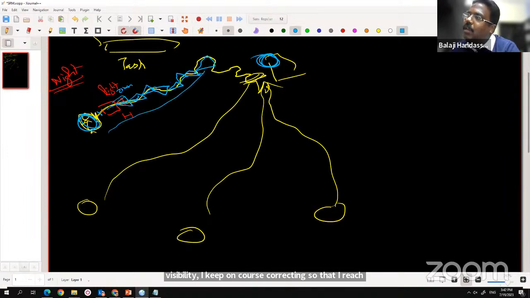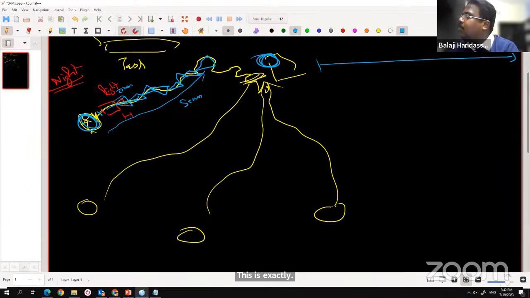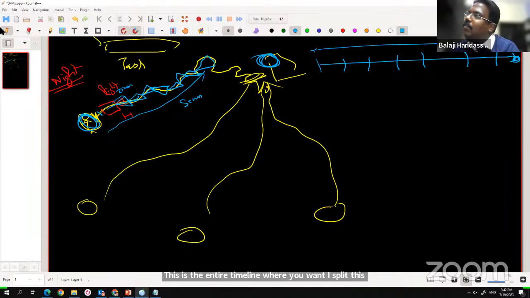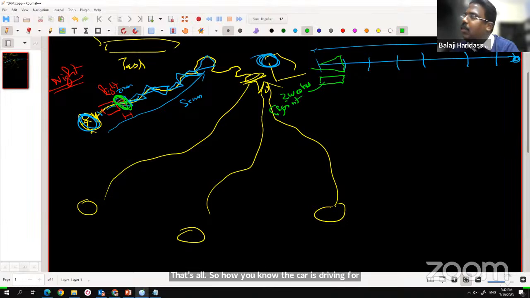This is exactly Scrum. Scrum is divided into visibility areas. This is the entire timeline where you want to achieve. I split this into small visibility sections, like this is the area till which you have your car light. That's all. So mostly this duration in a project is 2 weeks, and there is a jargon given to it called sprint. That's all. So just as the car is driving for the first, let's say, 20 meters, here we are driving for 2 weeks.